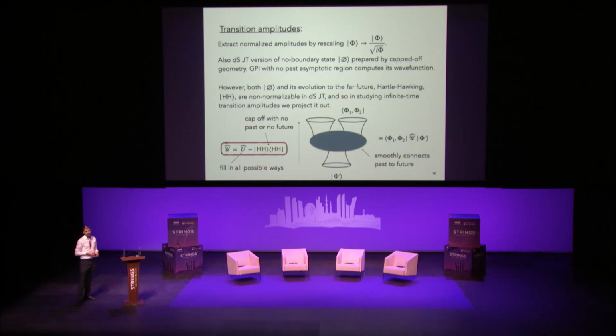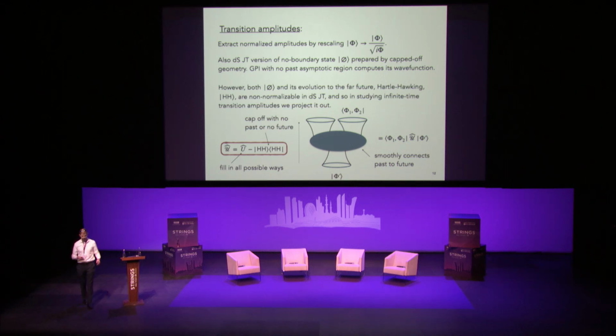Now, once we have that inner product in hand, we can rescale our external states so that they're properly normalized, and now we can talk about normalized transition amplitudes in this theory. There's another thing that we have to do first, though, to finish setting up the problem. De Sitter JT has the analog of the no boundary state, which we're familiar with from higher dimensional gravity. That's prepared by just smooth caps.